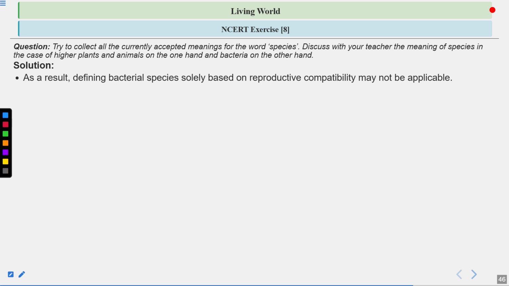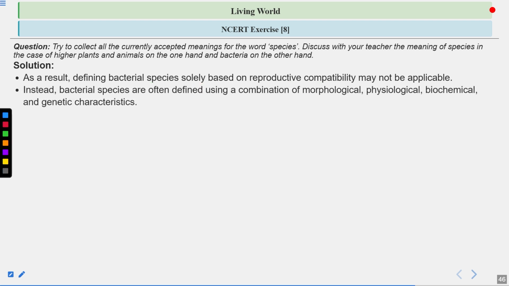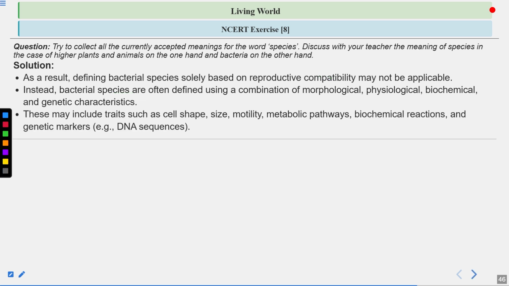So bacterial species are not solely based on reproductive compatibility. In case of higher plants and animals, reproductive compatibility can be considered, but in bacteria it is not considered. So how are bacterial species defined? They are defined on the basis of morphological, physiological, biochemical, and genetic characteristics, and not reproductive compatibility. So this includes traits such as cell shape, size, motility, metabolic pathway, biochemical reactions, and genetic markers. Okay, so bacterial species are not defined based on reproductive compatibility. Reproductive compatibility comes under the biological species concept.